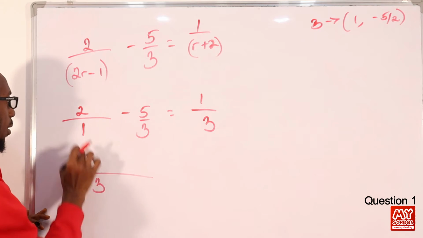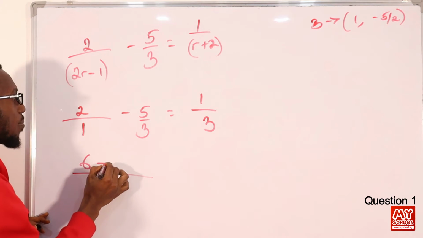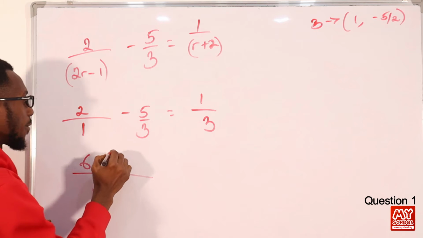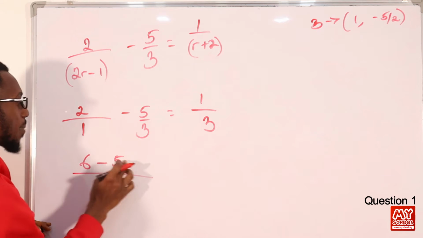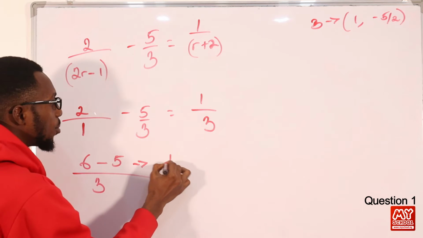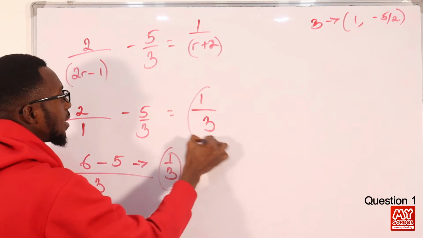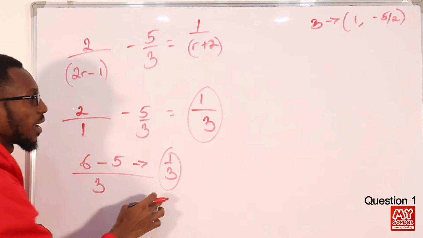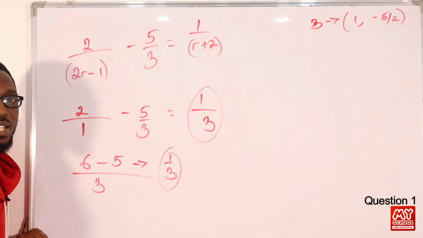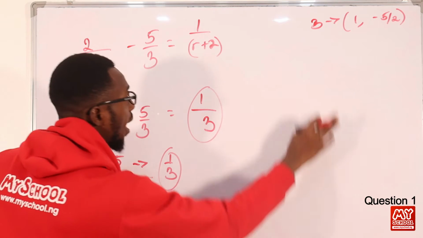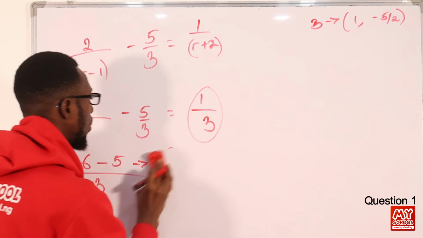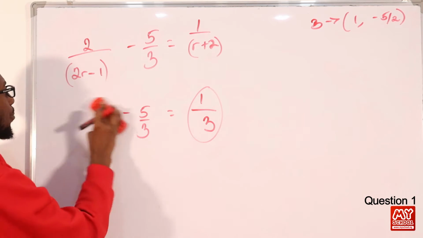LCM is 3. 3 times 2, that is 6. Minus 3 and 3, that is 1, times 5, that is 5. So I have 6 minus 5, that is actually 1 over 3. So I can see that r is 1 is a factor of r. Do we see that now? Let's try out minus 5 over 2 to see if I will have the same solution.